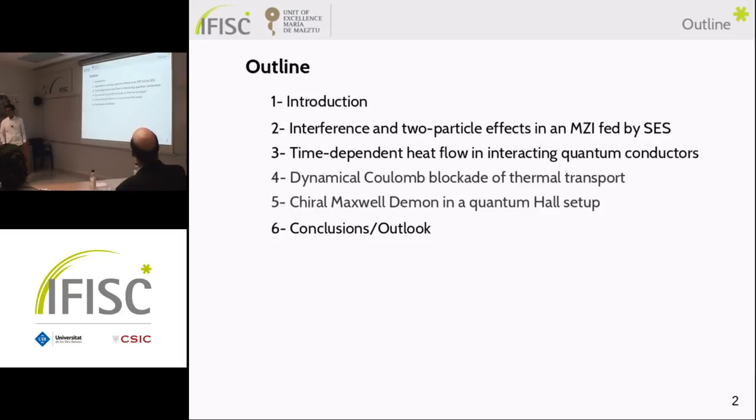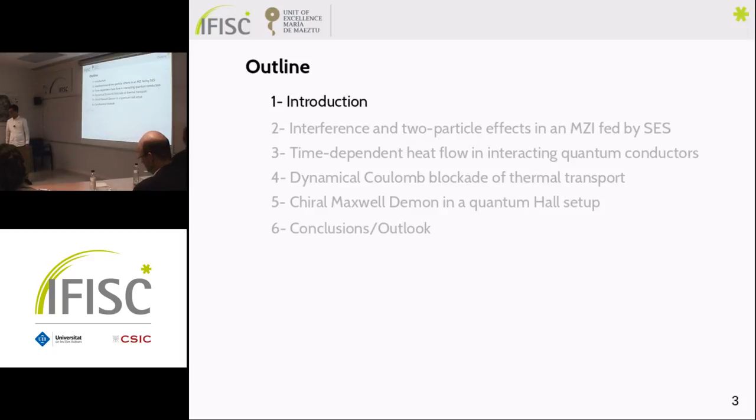So first of all, we'll start with a short introduction of the systems and the effects that are most important in this thesis. And then we will move to the results chapters, the four chapters of results. And then we will see which are these results. And then finally, some conclusions and outlook for this thesis. So first of all, the introduction.